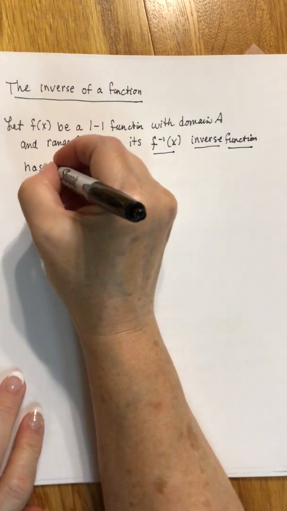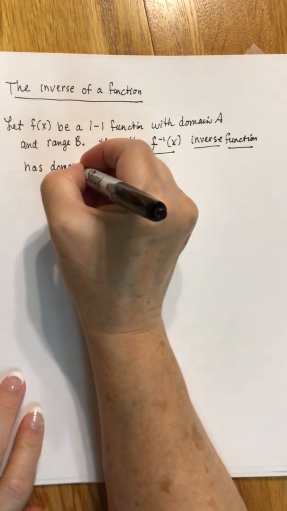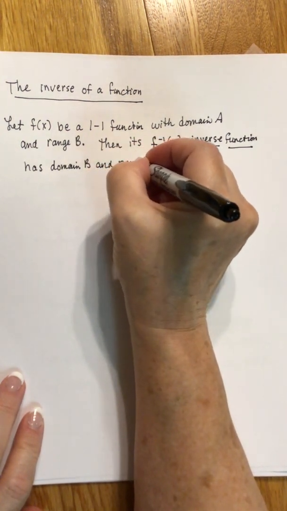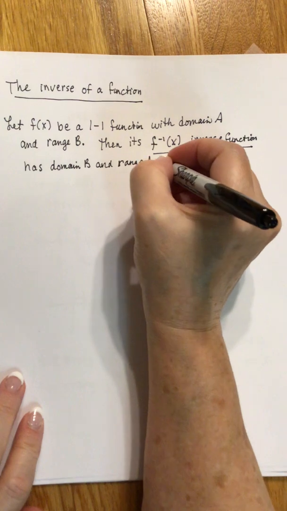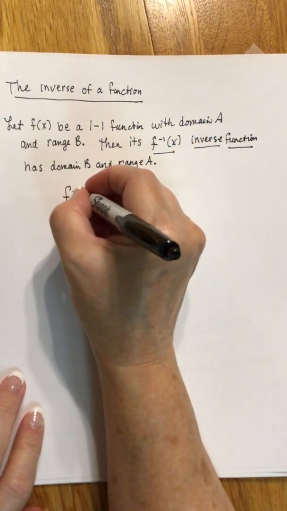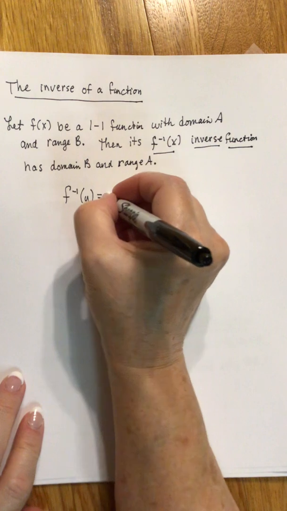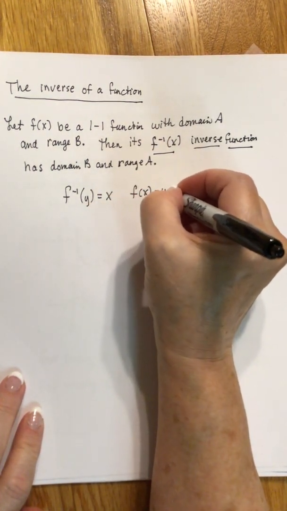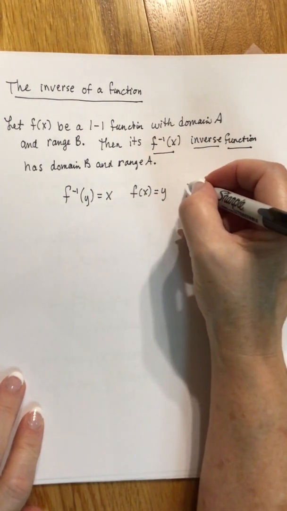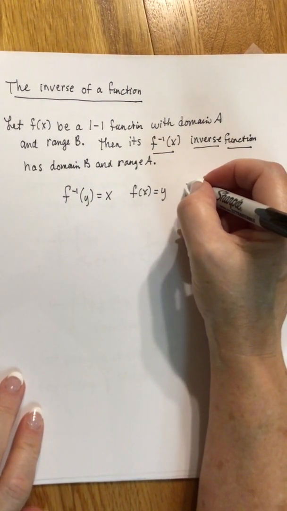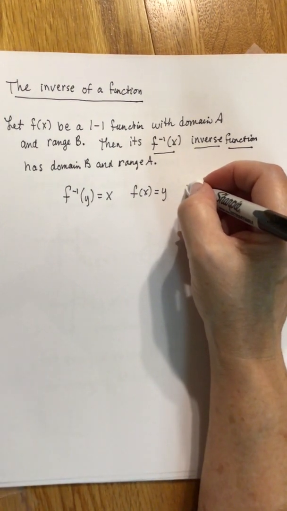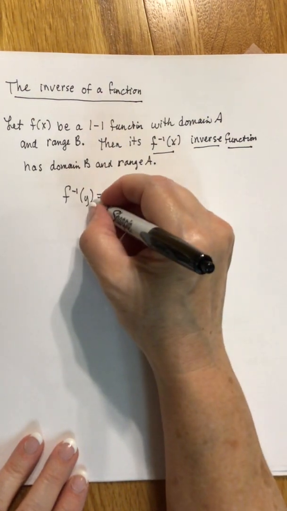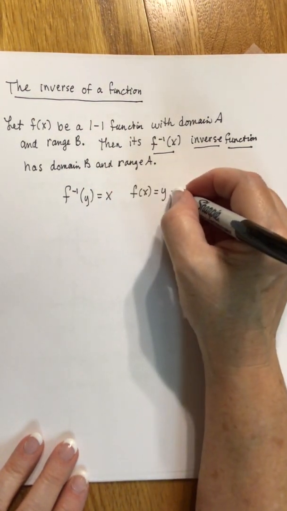It has domain B and range A. So f inverse of y equals x means f of x equals y. Now, the inverse switches the x and the y. You can see here was the y before, now it's the x. So the inverse switches the x's and the y's.